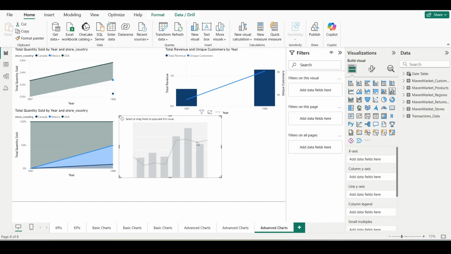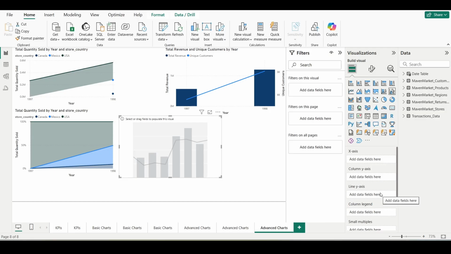This chart is a combination of a clustered column chart and a line chart. Unlike the stacked version, the columns are not stacked but displayed separately for each category. The parameters of a line and clustered column chart are x-axis, typically represents categories or time periods. Column y-axis. This axis displays the values for the columns, that is bars, in the clustered column chart. It typically represents the quantity or value being measured for each category.